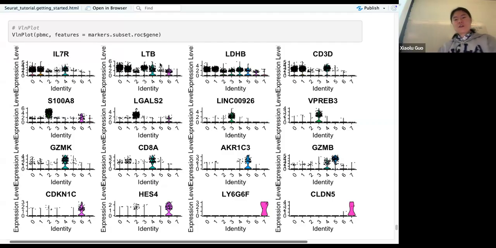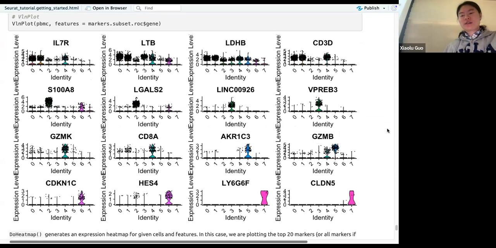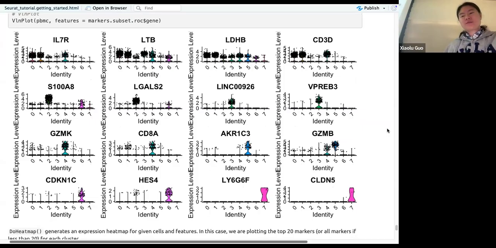So if a marker gene is well defined or specific, what would we expect? What pattern would we see? Or can you tell me which one is the best marker?